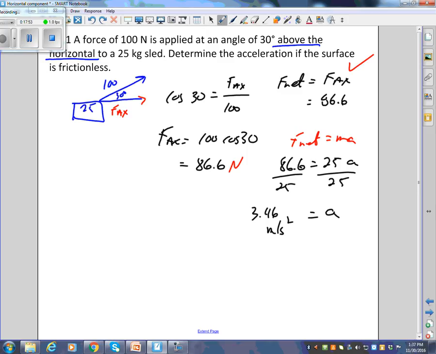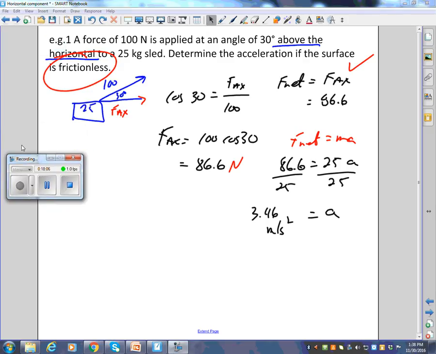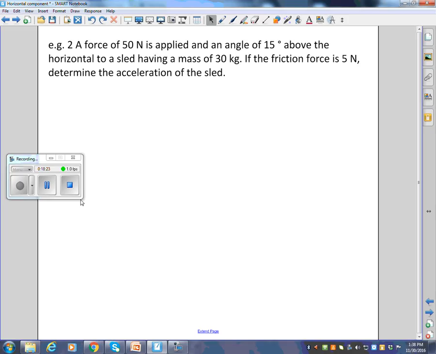What can I do to make this one step harder? I guess friction. So what's going to happen when there is friction? What step's going to be different? What step's going to be the last step? Determining the FNet, right? Because there's not going to be one calculator anymore. There's going to be two forces, right? Let's try one like that.